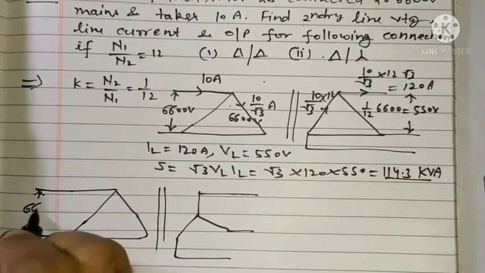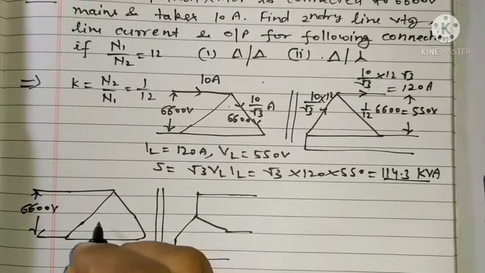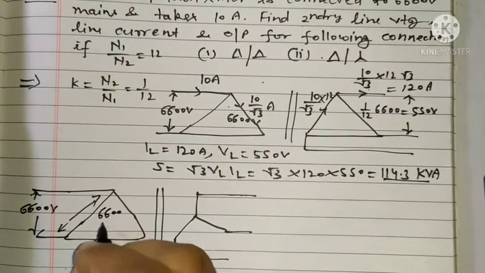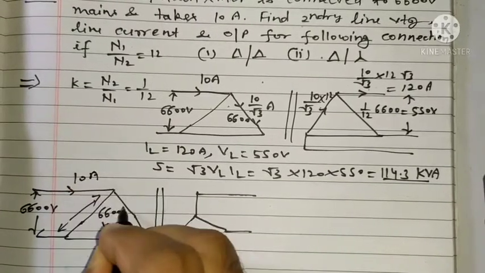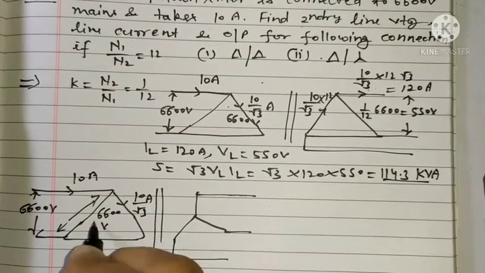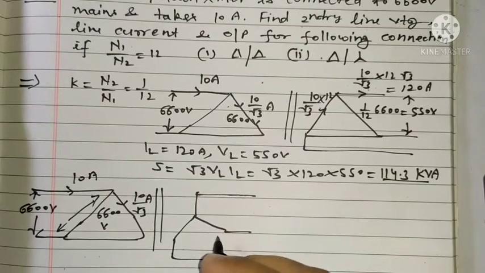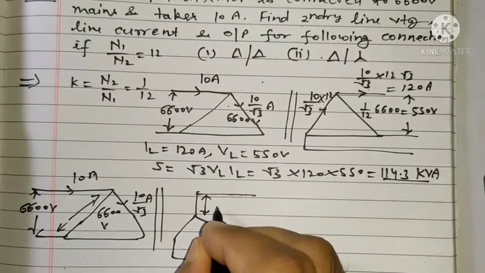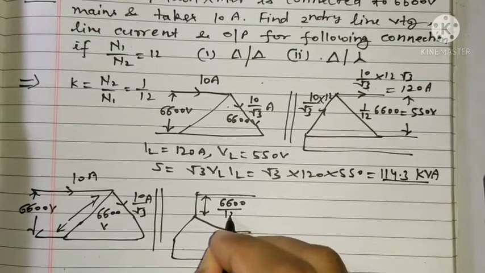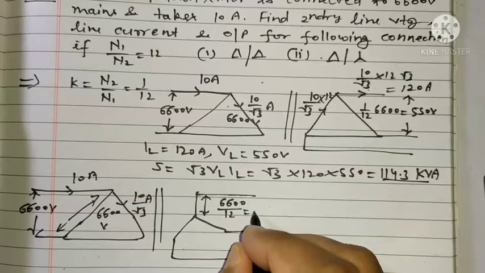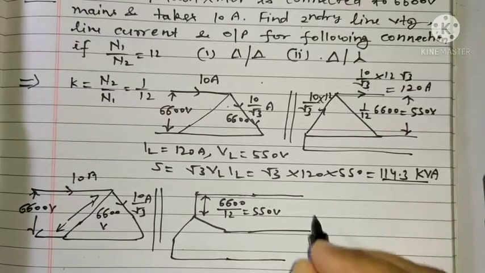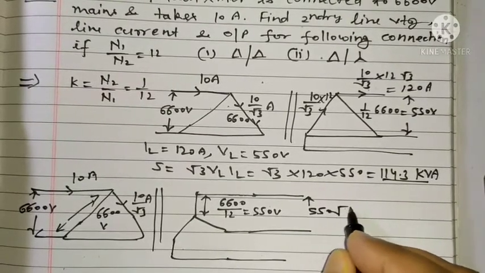So line voltage is 6600 volt, and here also the voltage will be the same, 6600 volt. Line current is 10 ampere and phase current will be 10 by root 3 ampere. This voltage will be transferred with K times. So phase voltage will be 6600 volt into K, that is 1 by 12, so it is 550 volt. This is the phase voltage, and line voltage will be 550 root 3.